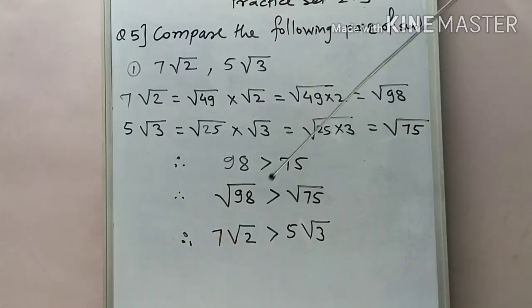Understood this? How we compare these two surds? What we do first, that given surds 7 root 2 and 5 root 3 are mixed type of surds, and we convert them into the simplest form. That 7 root 2 we can write down that the 7 as root 49, because square root of 49 is 7. So root 49 into root 2, as we do this product of radicands we get root 98. Similarly for 5 root 3 we get root 75.